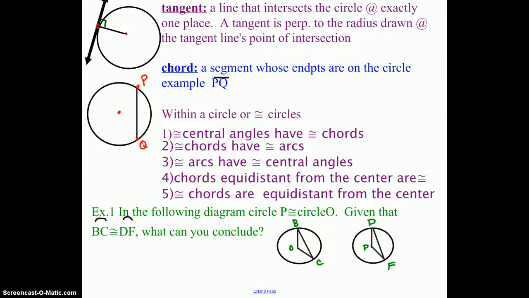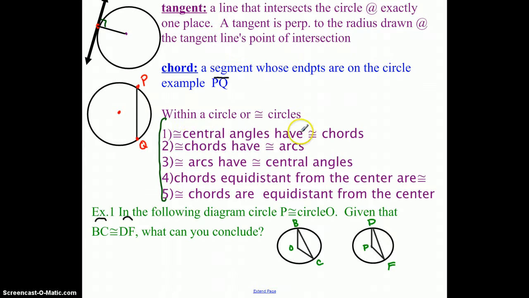Okay, a chord is a segment whose endpoints are on the line that actually makes our circle. And when you have a chord like this, they're all segments, so like they wrote it as PQ. Now this is really a list of all the things that are true within a circle if they're congruent.